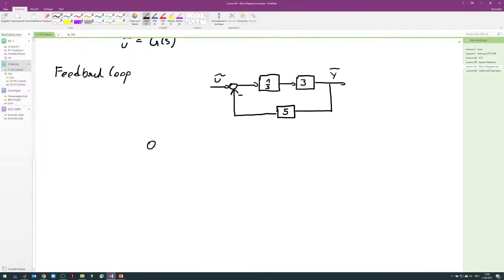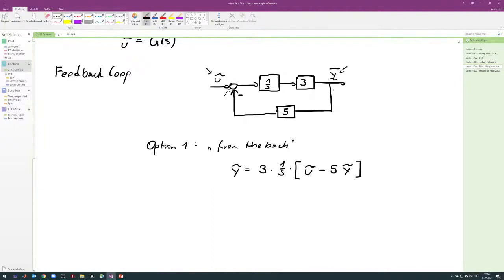So let's call that option 1. Option 1, we do it from the back. Okay, so we start at Y tilde. This goes 3 times 1 over S, multiplied with the summation here, right? This is always a good location for a bracket. So we got U tilde minus 5 times Y tilde, and we are back at Y tilde. The goal is that you always have only the input and the output there, because now you can transform it into the transfer function.